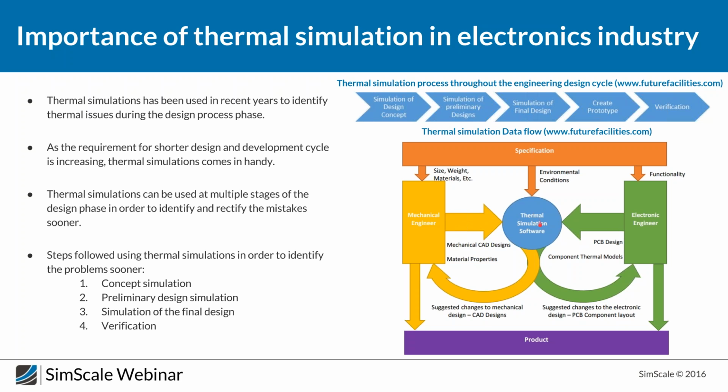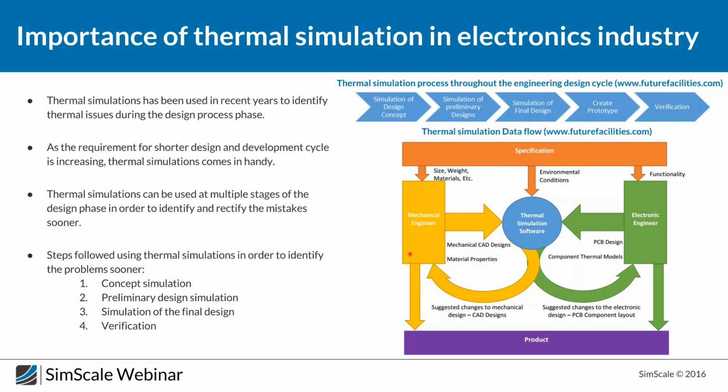This is provided to the thermal simulation software. On the other side, the environment conditions are also given, for example, natural convection and forced convection. And on the other side, there are electronic engineers who are working on the PCB design, for example, how the components are placed on the PCB and how it should look. So all three inputs go to the thermal simulation software. You do the thermal simulation, and after that, you can tell, for example, the mechanical CAD designer that there are some suggested changes to the mechanical design.